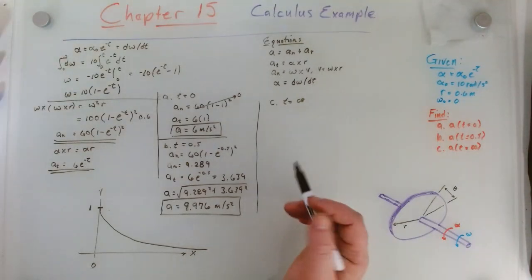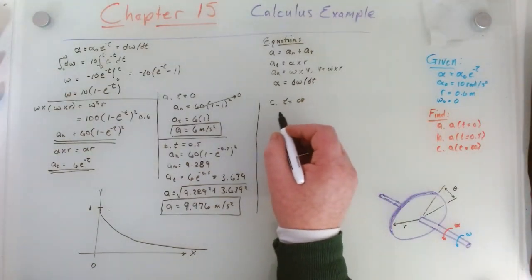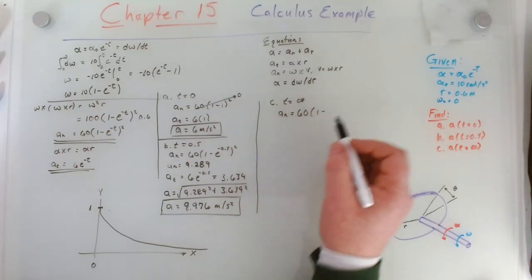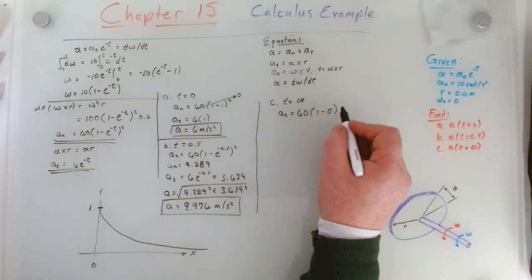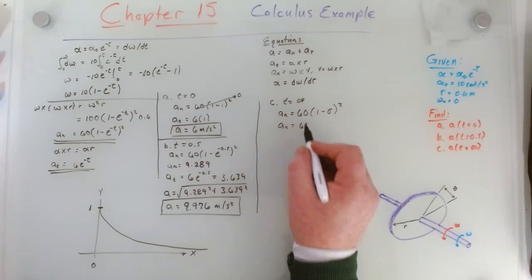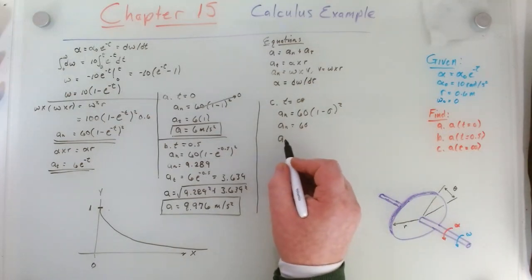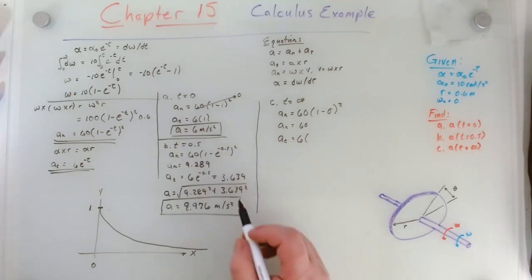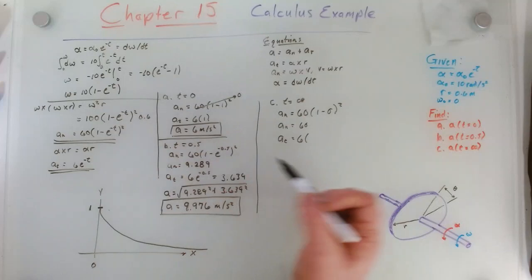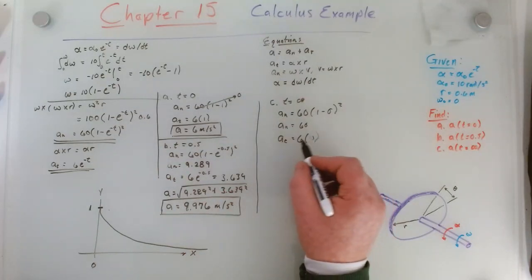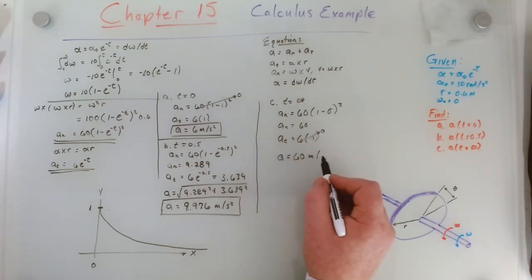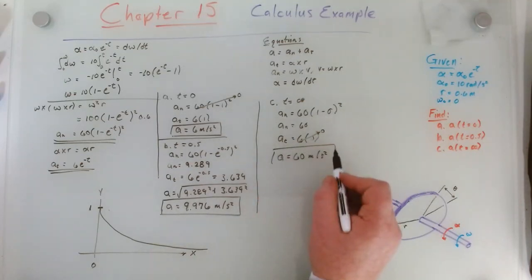So what do we want? We want a sub n. A sub n is 60 times (1 minus, and now it's going to be 0) squared, which means nothing. So a sub n equals 60. Okay, a sub t equals 6 times, where are we at? Here, e to the negative infinity is 0, so this is 0. So A equals 60 meters per second squared. There we go.